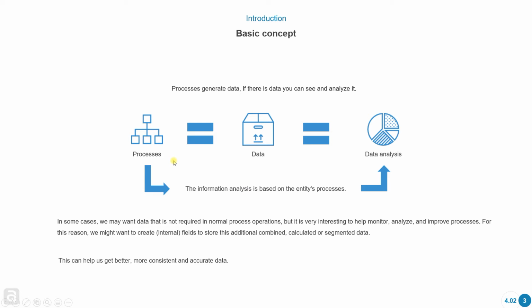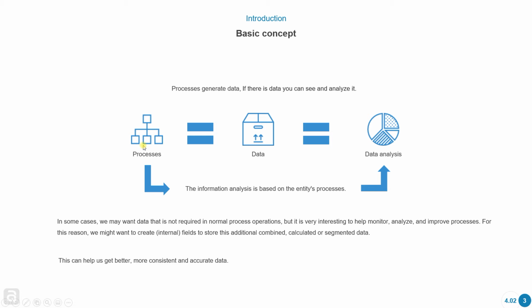In some cases, we may want data that is not required in normal process operations, but it would be quite interesting in order to monitor or analyze or improve the processes. So for this reason, sometimes we might want to create internal fields to store this additional data, like calculated data, segmented data, and things like that. So let's say I'm running my processes and maybe I don't really need to know the VAT or the tax. So in the process, I don't really use that data, but maybe internally for my data analytics, it would be interesting to know what the tax is.